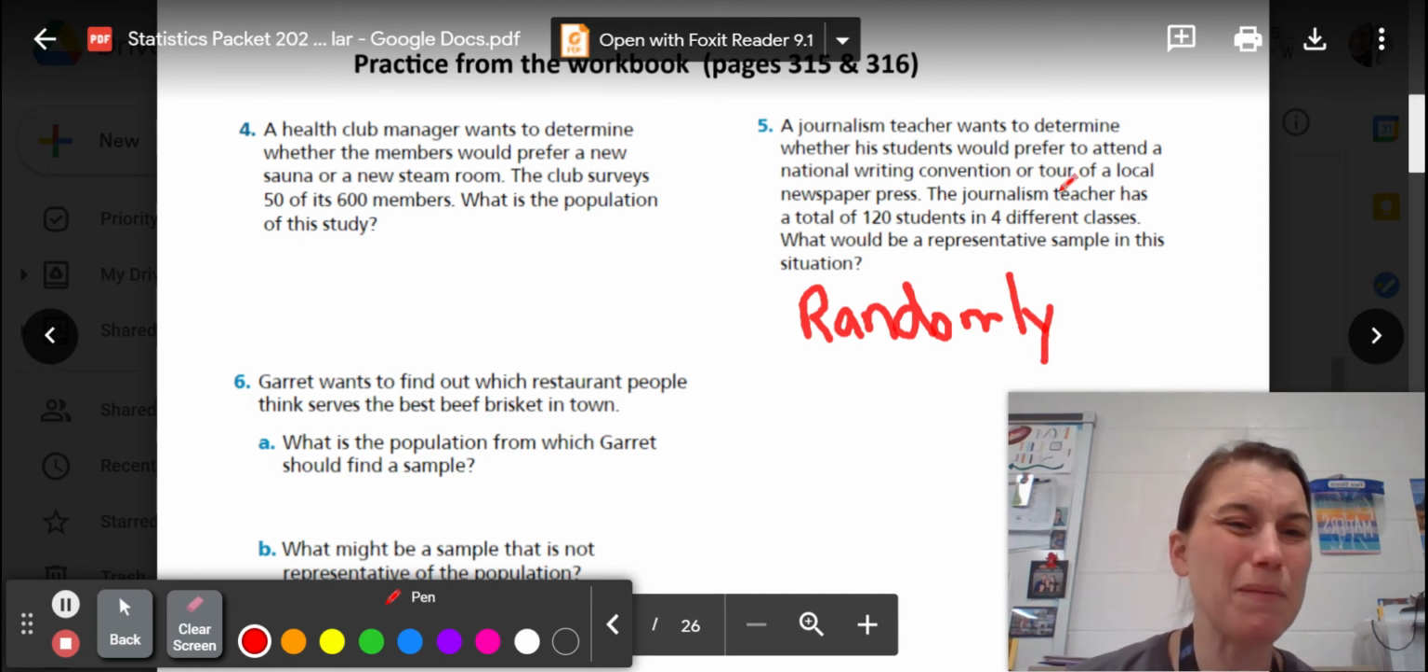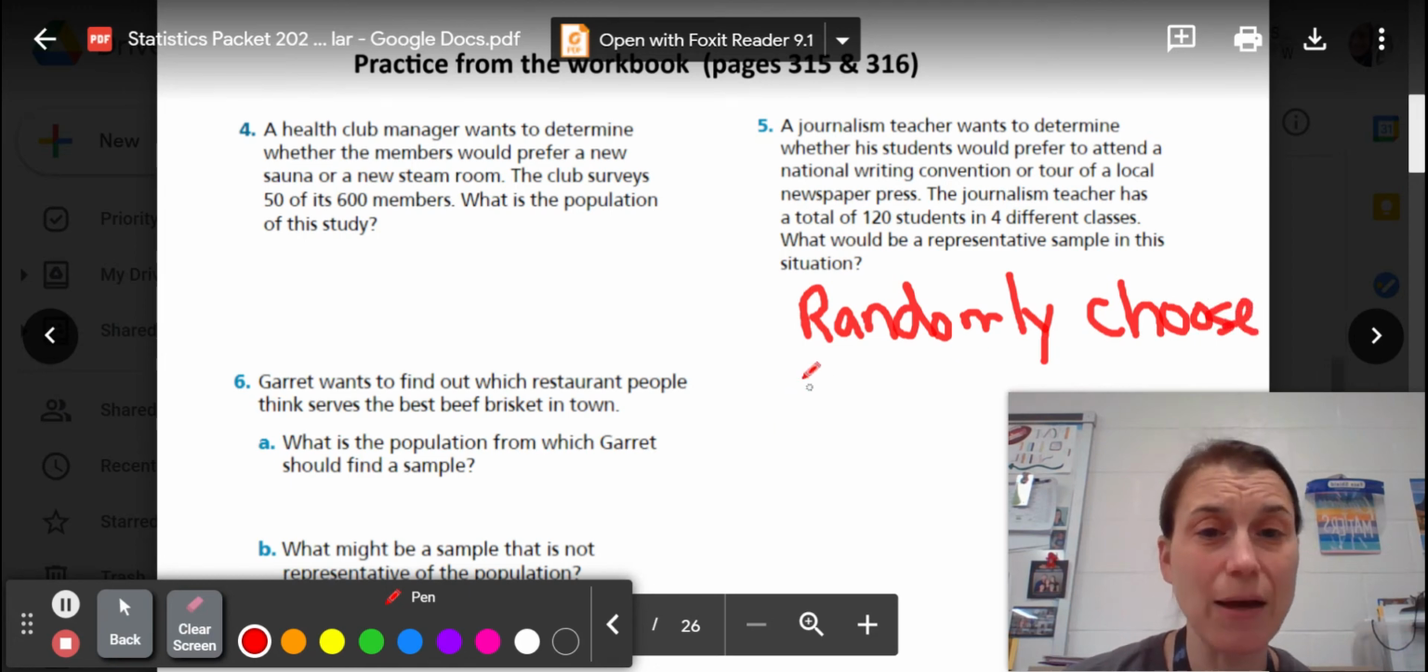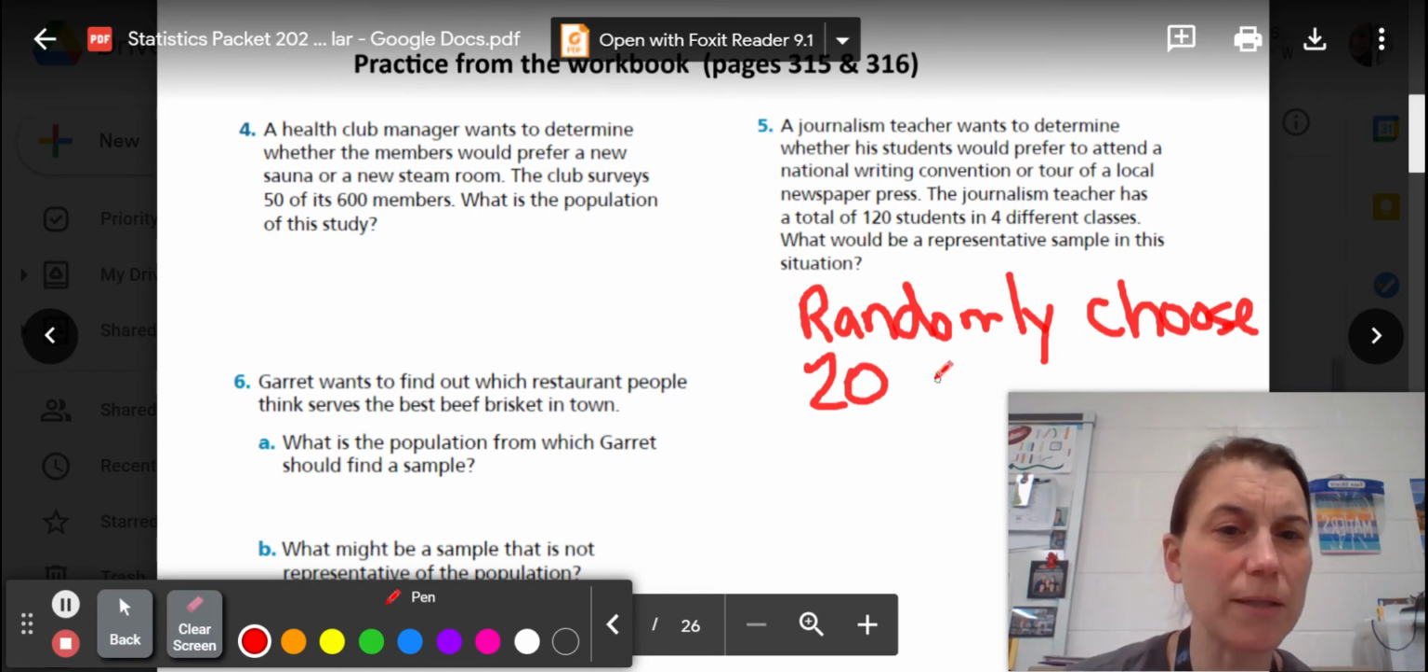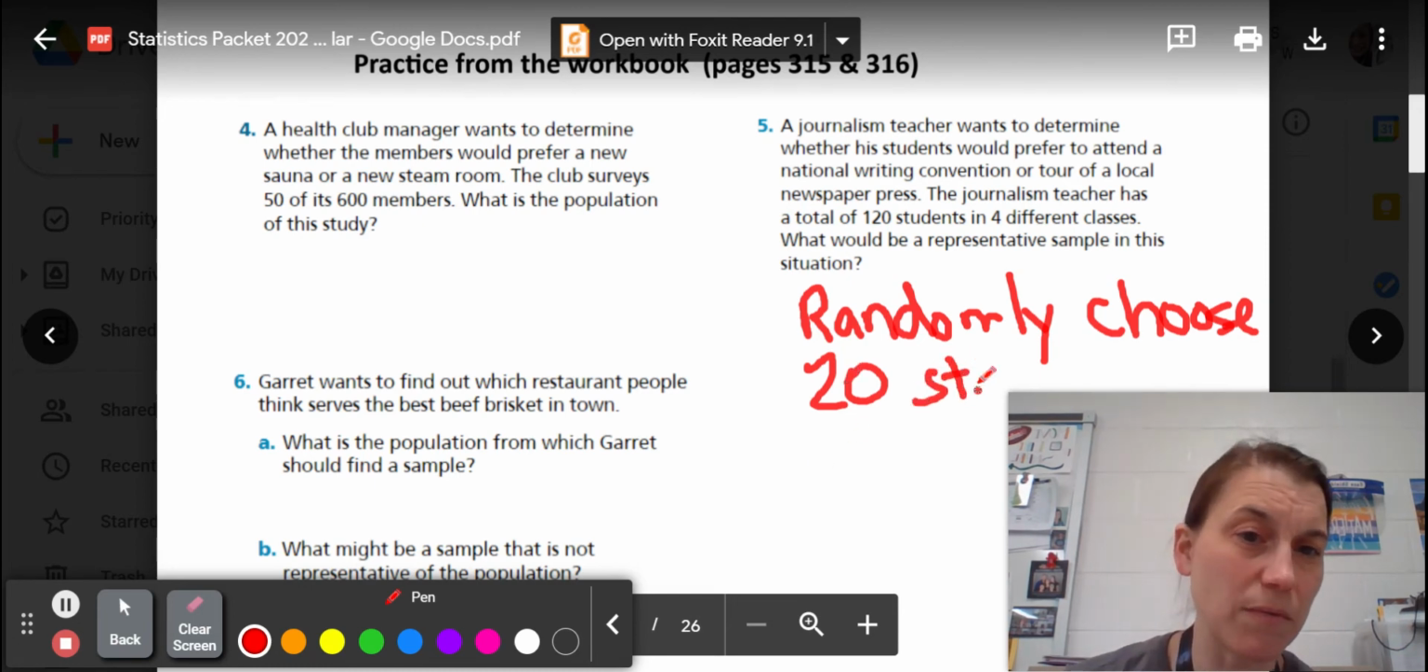And a good number would maybe be like 20 of them. So maybe you want to randomly choose 20 students. You could have said 25. That would be fine too. It wouldn't be like 5. That would be too small of a number, but 20 would be good. So randomly choose 20 students. Now, how can we randomly choose something?